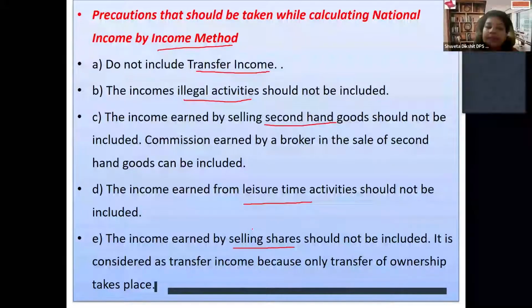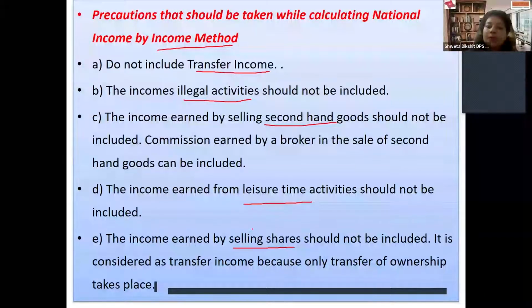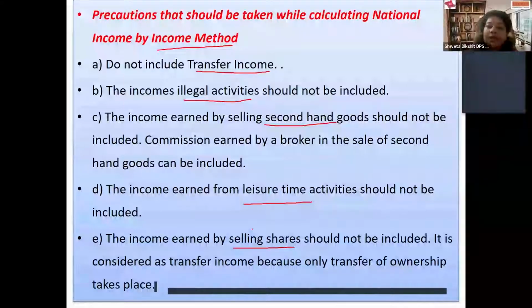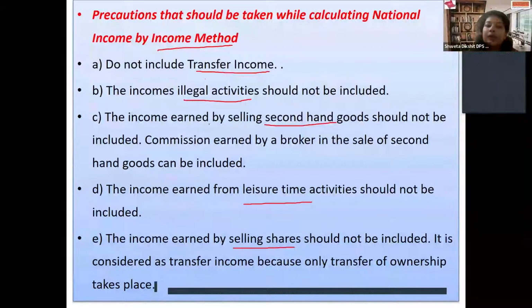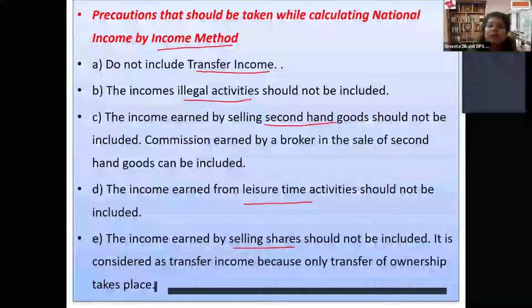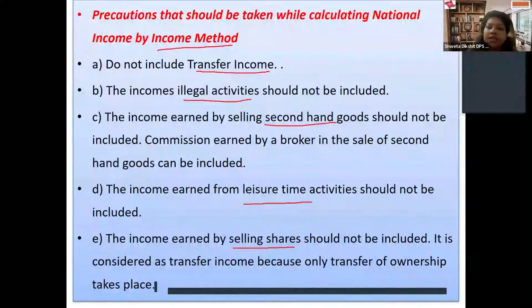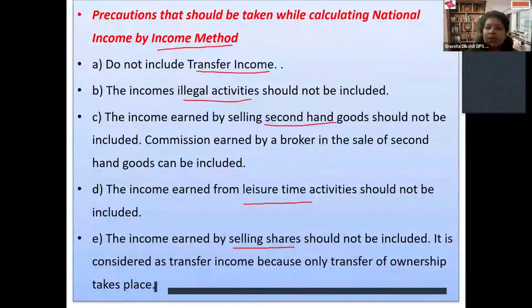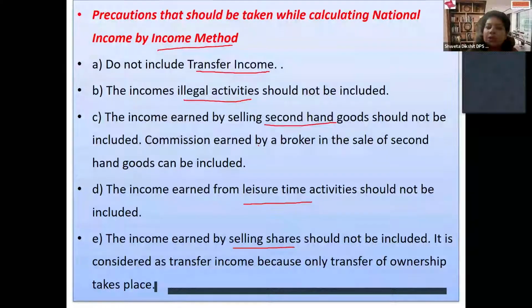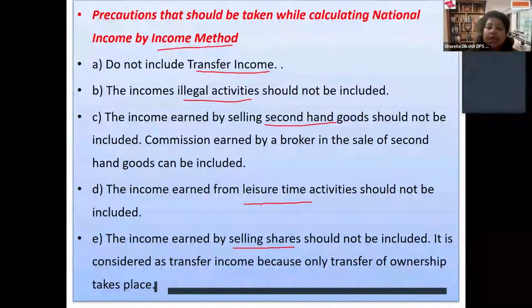So there's a tip: if you prepare all these common points, you can write the precautions of two methods. It's called killing two birds with one stone. So prepare all these points seriously, and write them seriously if it is a theory question about the precautions. Sometimes they give you conditions and ask whether they will be added into national income or not. Then you need to match them with the precautions. If they match the precautions, then they are not to be added to the national income.